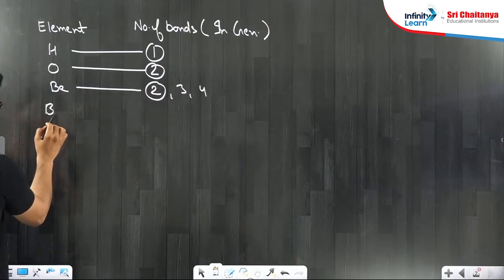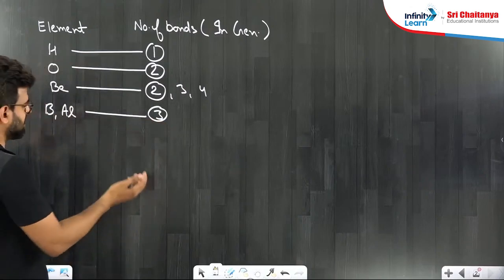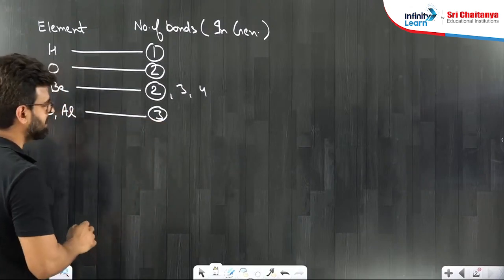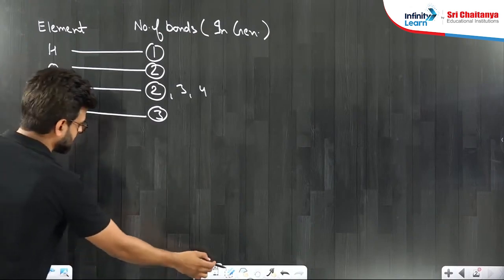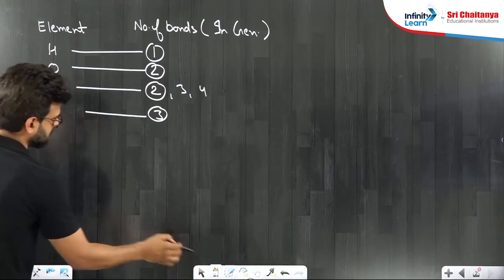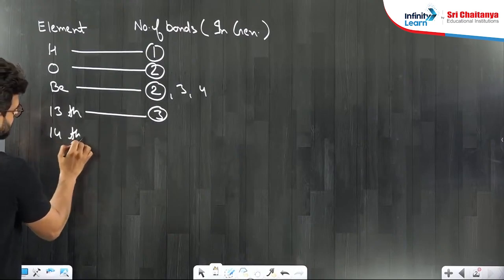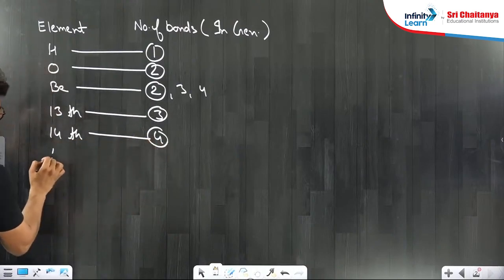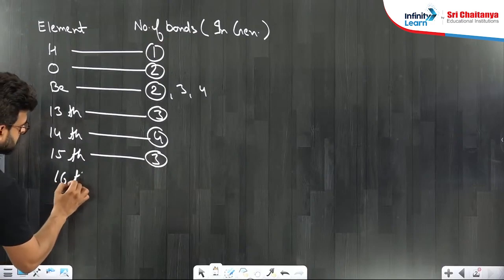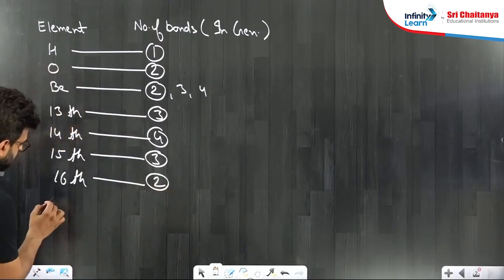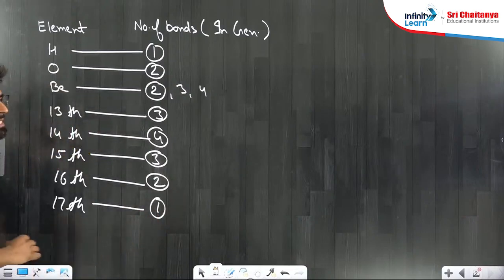If I come to the 13th group, boron, aluminium, gallium, these elements mainly make 3 bonds. In general, I am saying; definitely more than that is possible. Instead of element wise, I'm writing group wise. 13th group elements normally make 3 bonds. 14th group elements normally make 4 bonds. 15th group elements want to form 3 bonds. 16th group elements make 2 bonds. 17th group elements make 1 bond. And 18th group definitely do not want to make any bond.